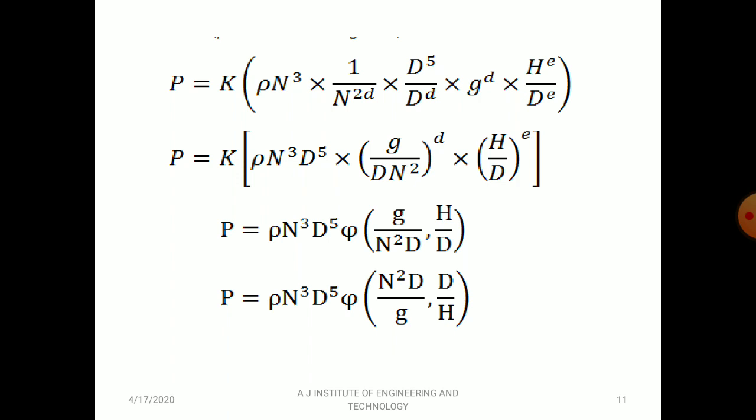g divided by n square d comma h by d, because it is a function of some parameter. Even if you take the reciprocal, it remains a function only. So P equals rho n cube d to the power 5 function of n square d divided by g comma d by h, upon taking reciprocal inside the bracket. So this problem is a little bit trickier, and the k value we consider as 1. So this is the first problem.